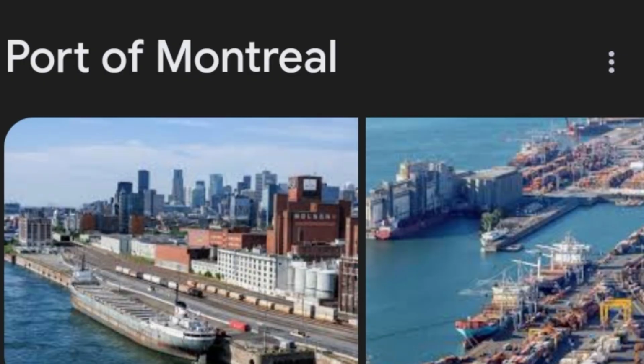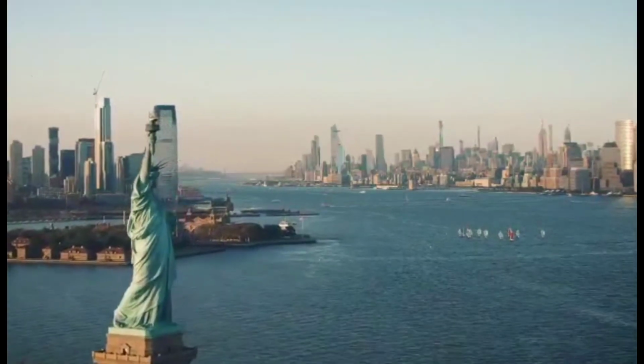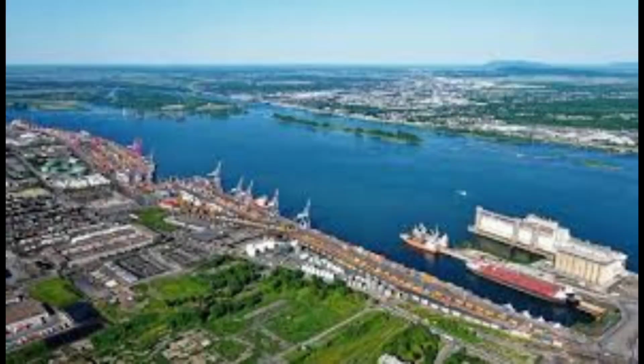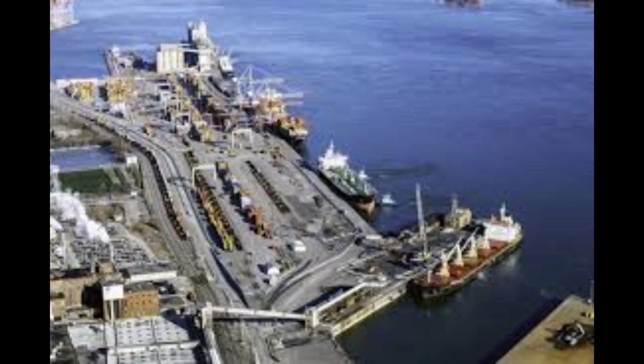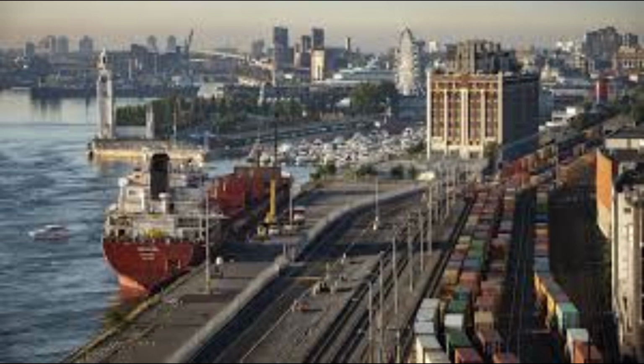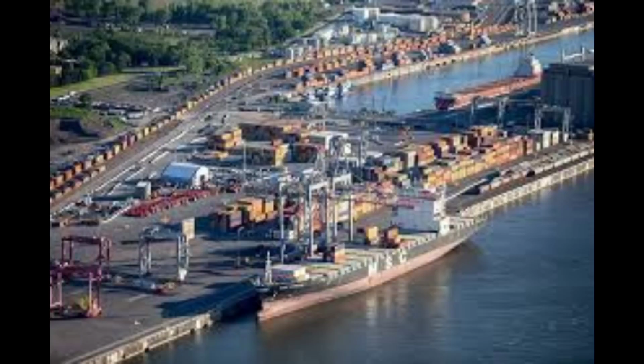Second major port is Port of Montreal. The Port of Montreal is a cruise and transshipment point located on the St. Lawrence River in Montreal, Quebec, Canada. The port operates as an international container port where it services Toronto and the rest of central Canada, the Midwestern United States, and the northeastern United States.